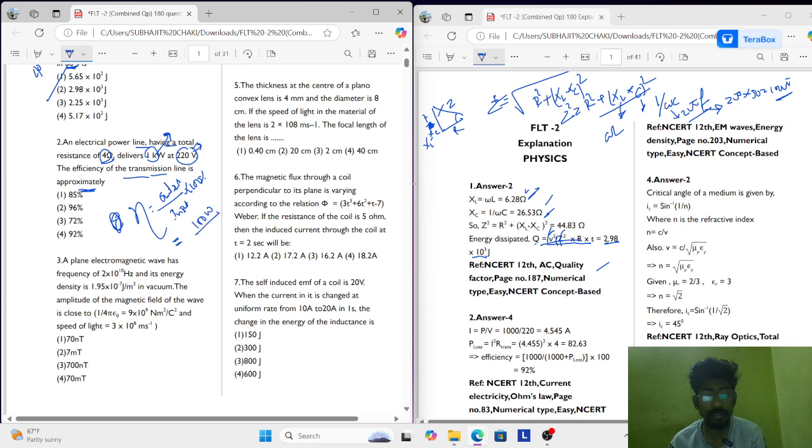And how to calculate input? Voltage is given and R is given, so input power is V² by R, which is 220 into 220 divided by 4, that is 55 into 220. 55 is 11 into 5, so 11 into 11 is 121, 121 into 2 is 242, 242 into 5 means 1210, 1210 double 0.